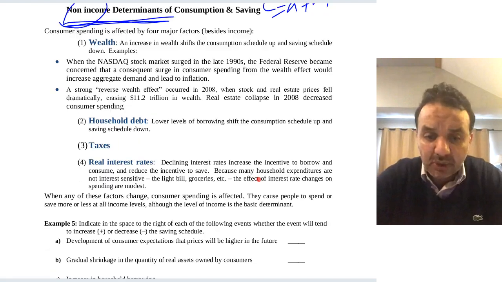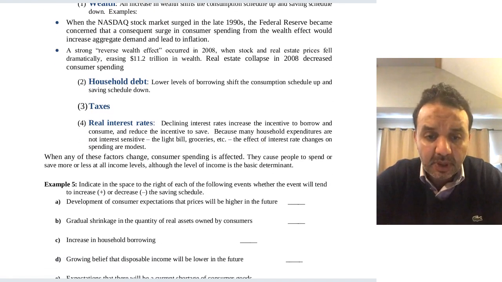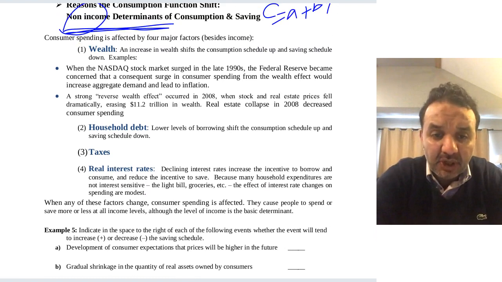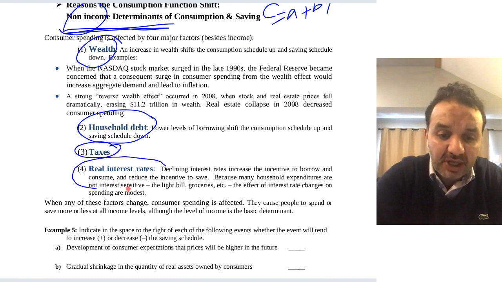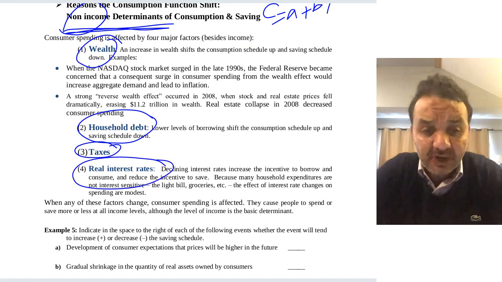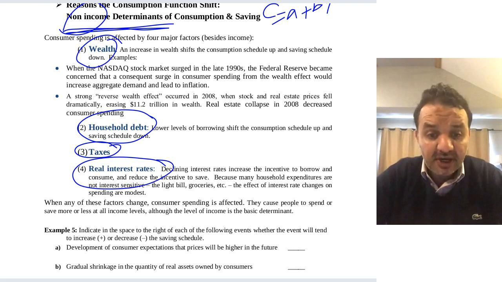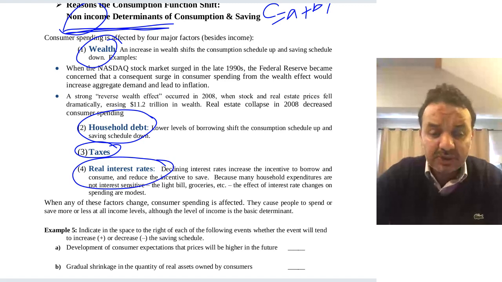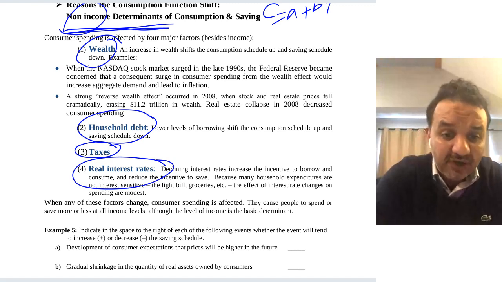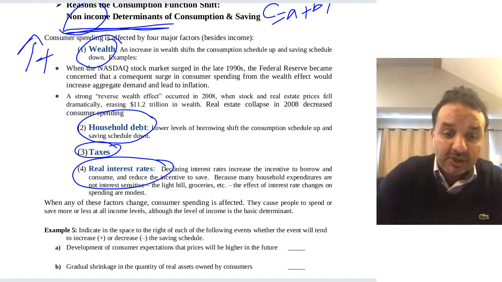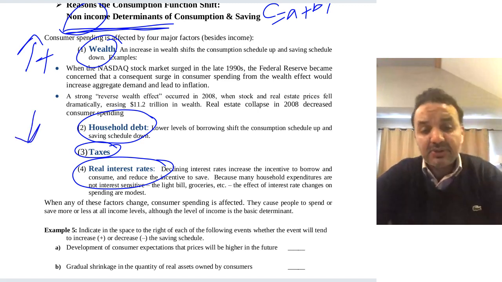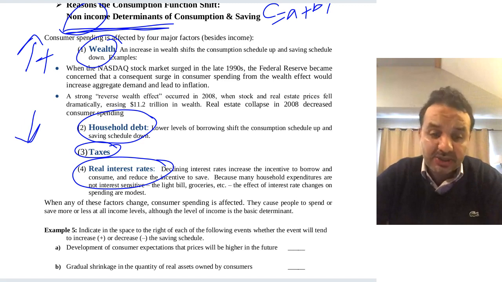Like what? Let's see. These are the key factors: your wealth, your household debt, your taxes, and the real interest rate. These are the 4 factors. You can imagine the relation between these factors and your consumption. If your wealth is high, definitely consumption will increase. So positive relation. If you have, like, 100,000 debt, your consumption will decrease. So negative relation. If you pay high taxes, you will consume less.